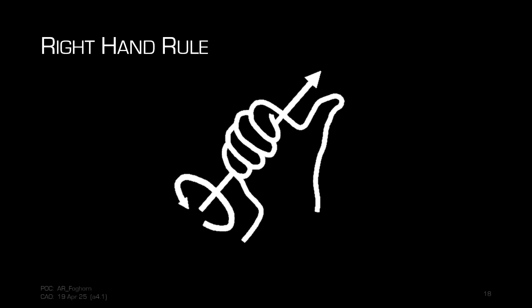What the right-hand rule means is, if you take your right hand and put your fingers together, relaxed, you have a natural curve to your hand when you're not flexing it out straight or contracting it into a fist.